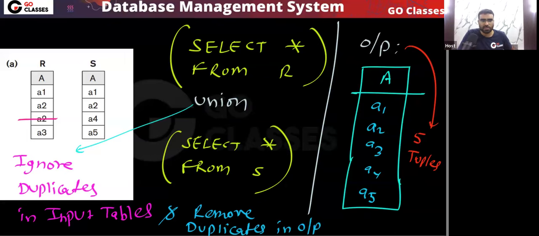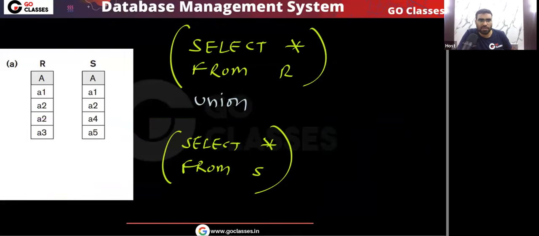Okay, so that's it. I hope you understood this. Now tell me, what will happen if I have intersect? So again, the same thing will happen. This intersect, what will it do?